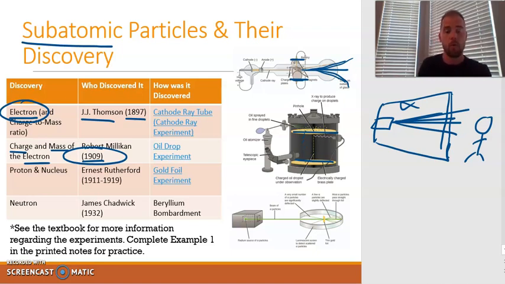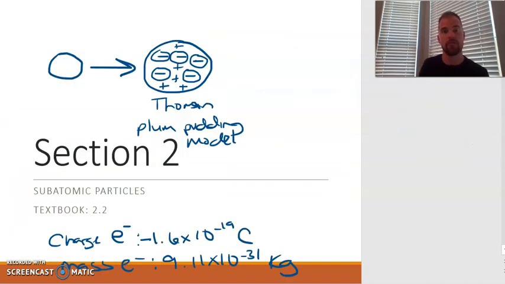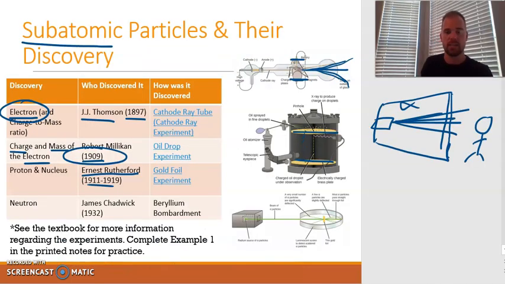Now, from that point, Ernest Rutherford came on the scene somewhere around 1911 to 1919 and started to challenge the plum pudding model of the atom. Maybe Rutherford didn't like plum pudding. He just wasn't a fan, okay? So he actually wanted to test that theory. He wanted to see, is the atom actually looking like this plum pudding model that Thomson had put together? And so what he did was he did an experiment called the gold foil experiment. And essentially what he did is very similar to Thomson's experiment.